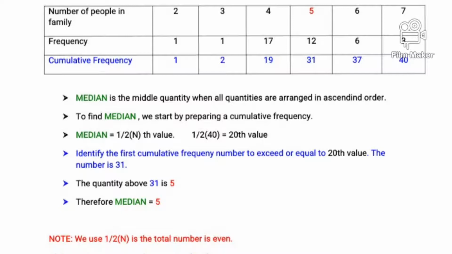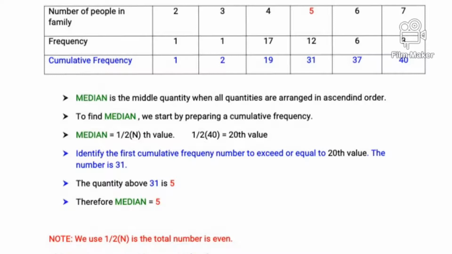Right. So after drawing the cumulative frequency table, you have to identify the location of the median, or the address of the median. The location of the median is identified using the formula half n, where n is the total number of families. So half of 40, you get 20. 20 is not the median, but 20 is the address, or the location where the median is going to be found. The 20th value means the median is quantity number 20 when all quantities are arranged in ascending order.